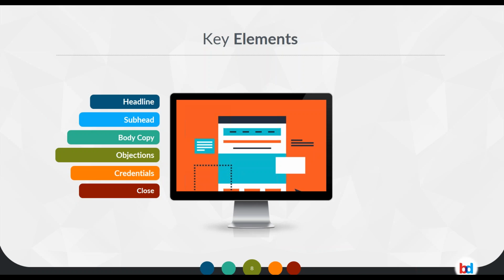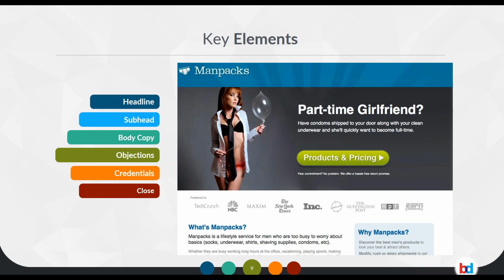Okay, now these pages I'm going to show you, I know that they're among the highest conversion pages that there are. All of these pages convert over 25-30%. So here's this company, Manpax. Okay, they have a headline, they have the close. Now granted, the close happens right away, so this goes headline, subhead, close. Then they have credentials, they have their body copy, they're dealing with objections. We'll talk about Manpax later. It's kind of a silly service, but they have very well-designed landing pages.